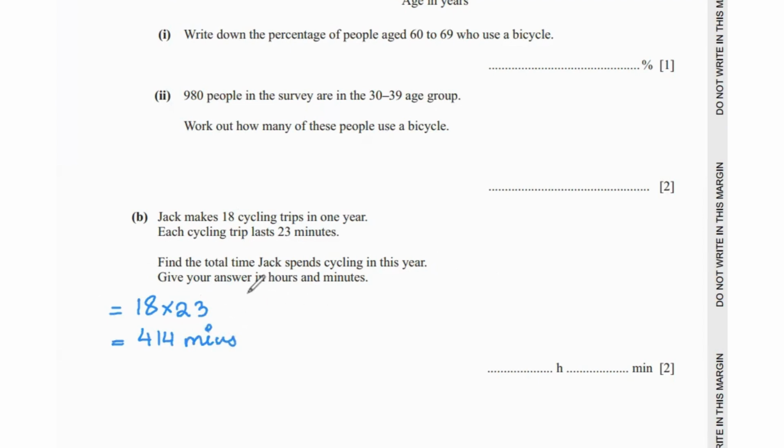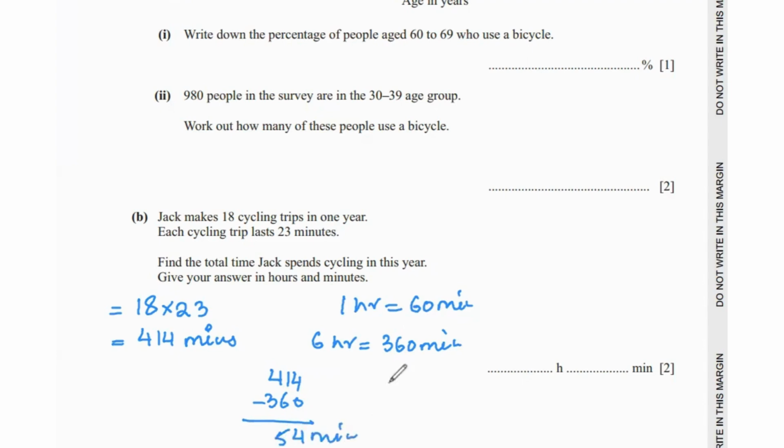So they want the time in hours and minutes. 6 times 60 is 360. And 1 hour has 60 minutes. So 6 hours is equal to 360 minutes. If we do 414 minus 360, that leaves us with 54 minutes. So in hours and minutes, it's going to be 6 hours and 54 minutes. We're breaking 414 down into hours and minutes. So 6 hours, 54 minutes.